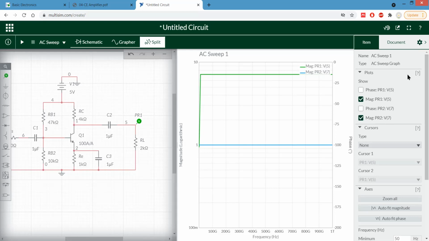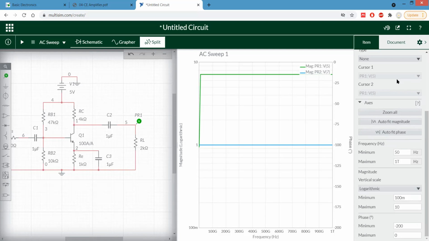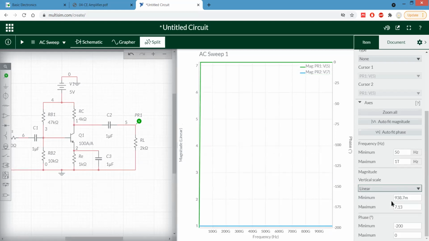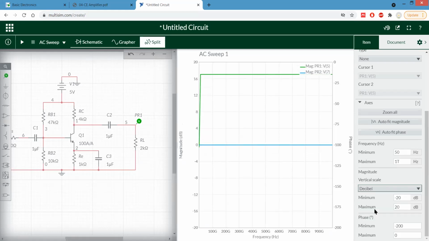Magnitude should be in log scale. Yeah, we have done that. The vertical scale in magnitude is maximum 100 millivolt to maximum 100 volt, logarithmic scale, not in linear scale. Still, this should decrease. Why is it not decreasing?